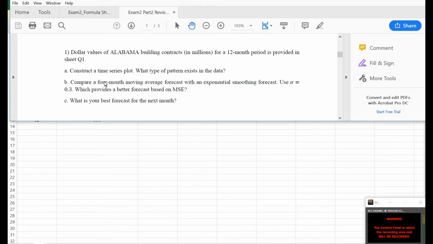So in question one, we have a time series of Alabama building contracts values for a 12-month period, and we want to construct a line chart, a time series plot, and then we want to see what type of pattern exists in the data, and then we want to do a 4-month moving average forecast as well as an exponential smoothing forecast with alpha equal to 30%, and then we want to compare these two based on MSE, and at the end we want to actually come up with just one number as our best forecast for the next month.